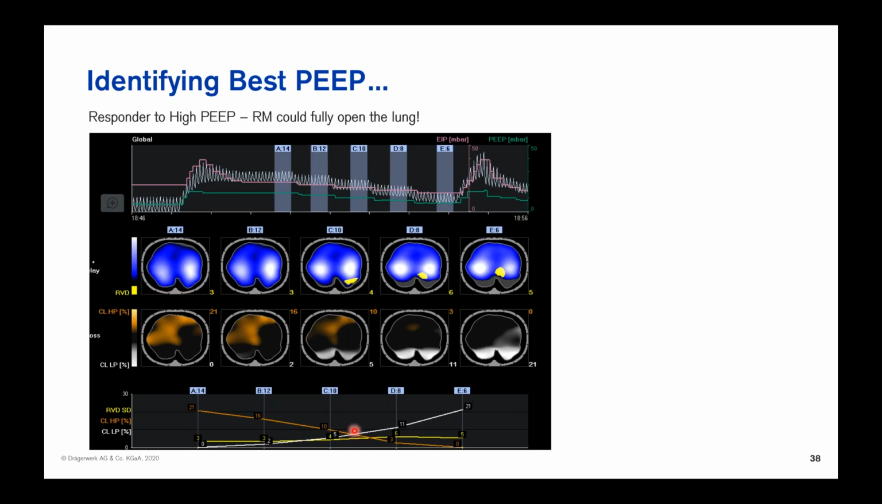So in this case, even though I suggested the crossing point should be used to set PEEP, in this specific case, we should go a little bit higher with the PEEP settings, because a PEEP of 12 keeps the lung completely open, and there are no signs of cycling open and closing in this patient.